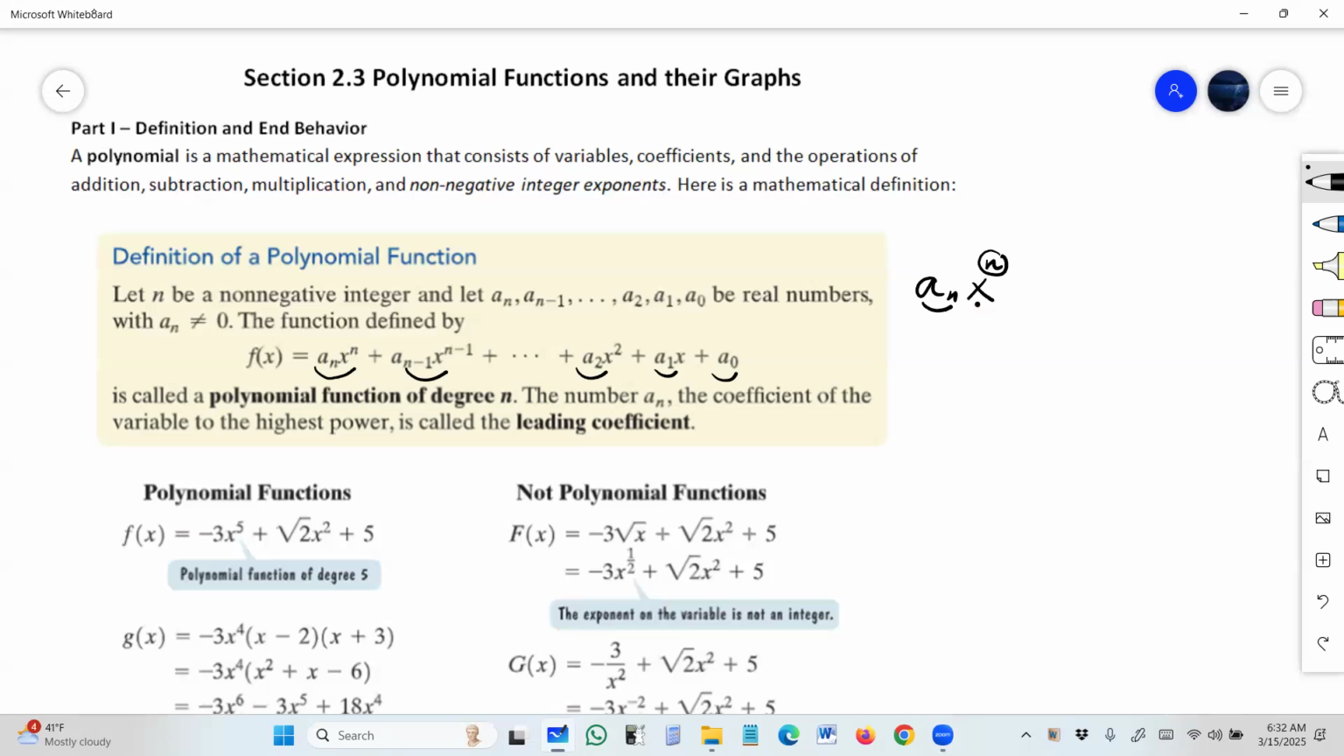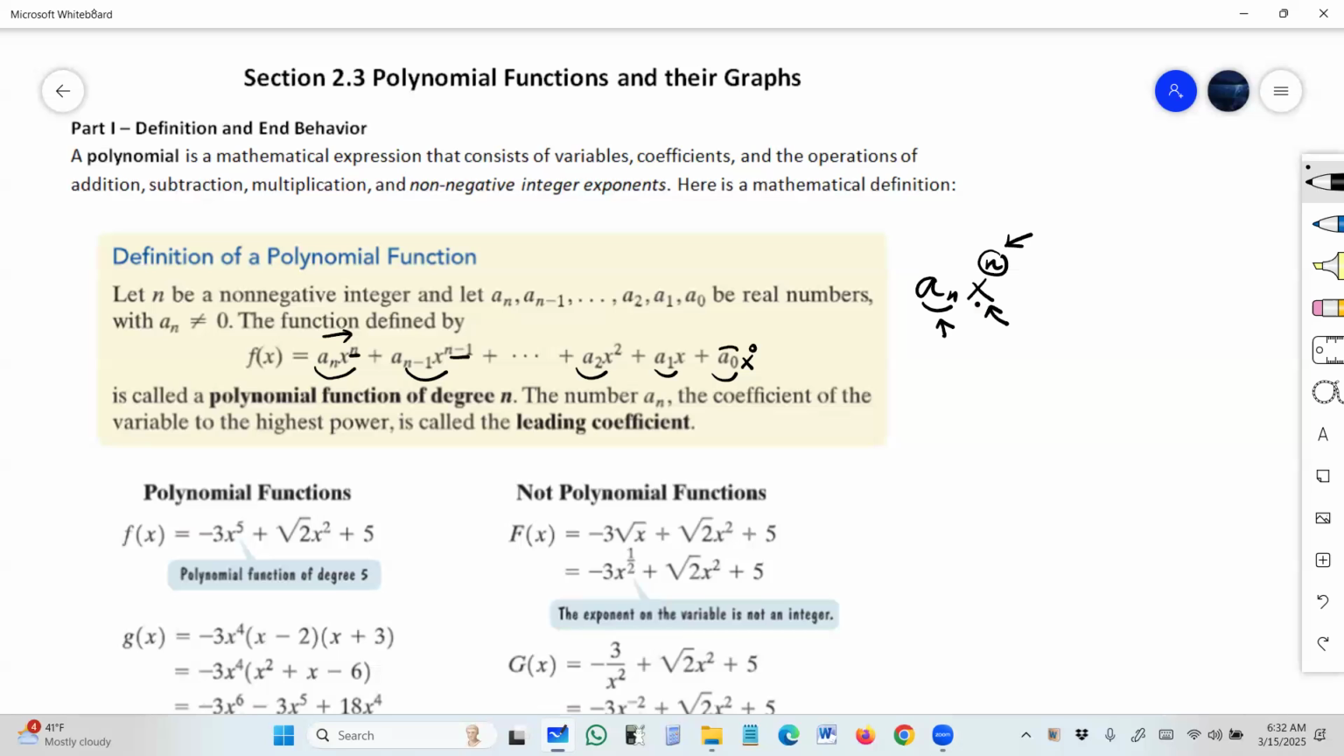Normally, we write the polynomial in decreasing order of exponents. So the first term has the highest exponent, and then it decreases all the way to x to the 0. x to the 0 is 1, so we just normally write a sub 0. Okay, so coefficient, variable, and exponent, and the exponent has to be a value that is either 0 or positive.